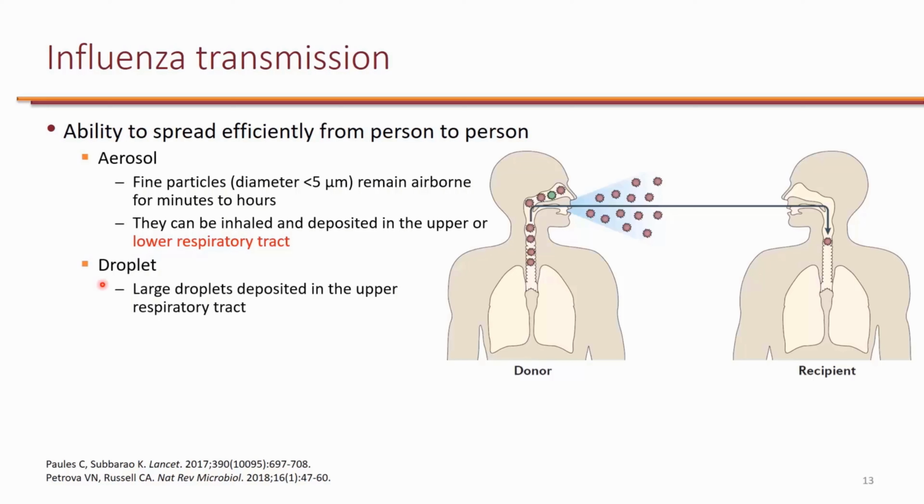They can also be in the form of droplets. Because droplets are large particles, they typically don't go too deep into the lungs. So if someone gets influenza by droplet, they end up having an upper respiratory tract infection.